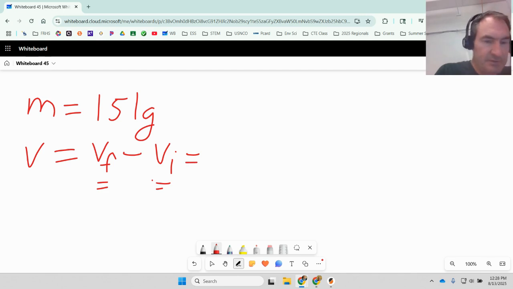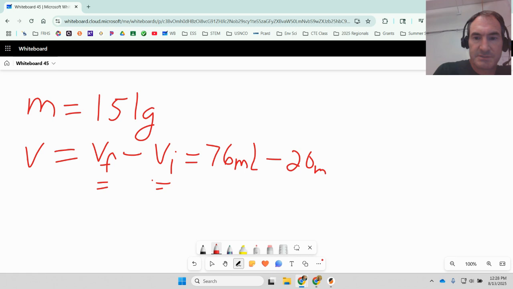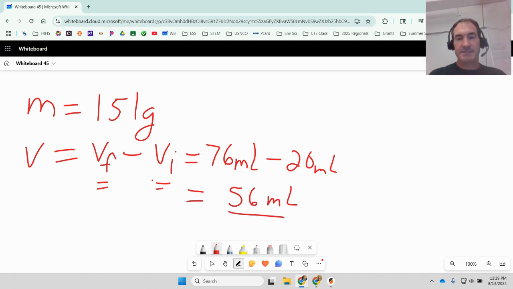The final volume was 76 milliliters, and I'm going to subtract the initial volume, which was 20 milliliters, from this. Okay, so my volume for this is going to be 56 milliliters. So I know the volume of the rock is 56 because that's how much the volume increased when I put it into the graduated cylinder.